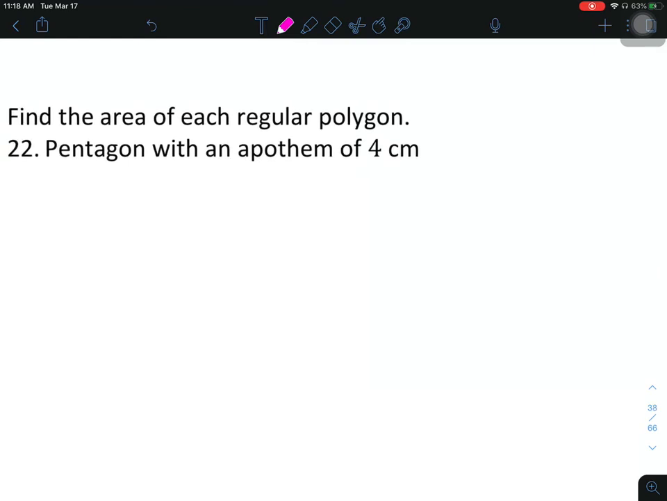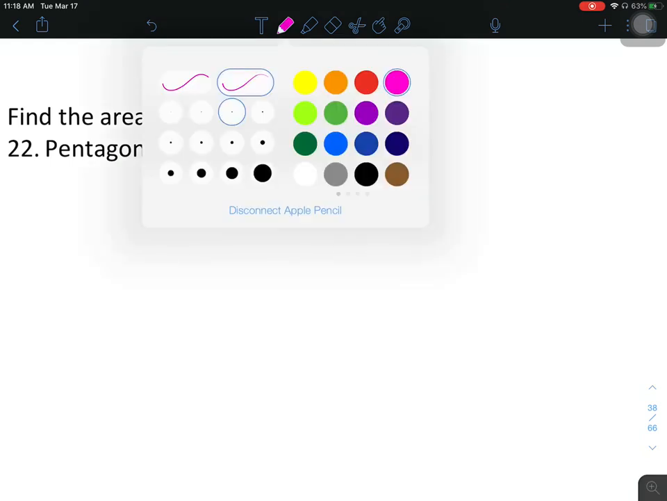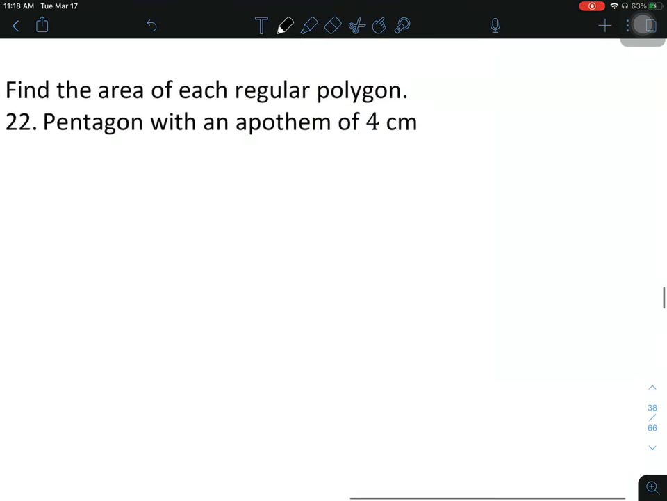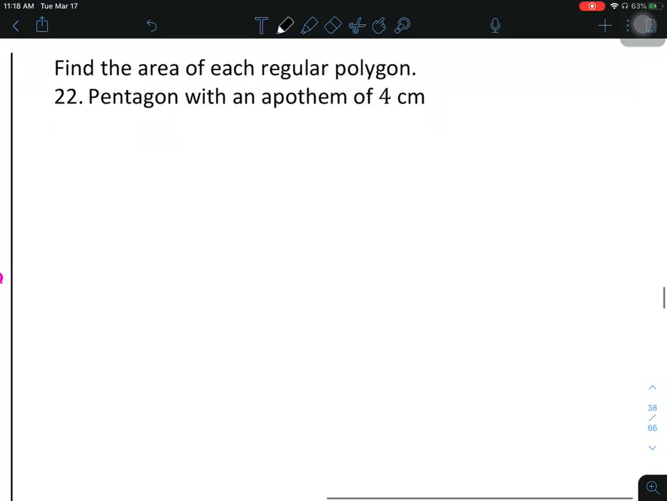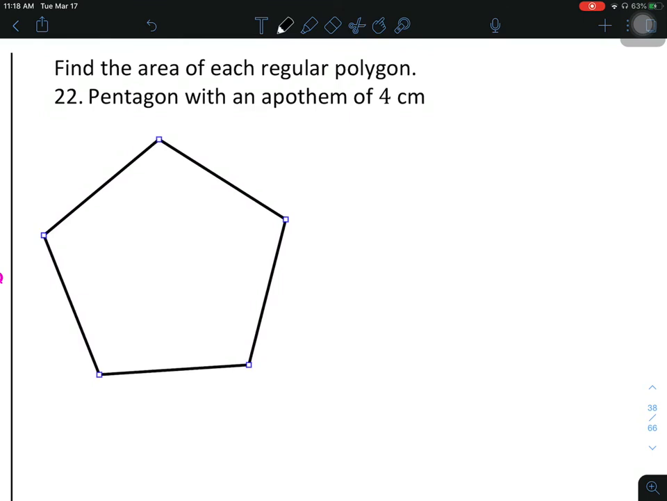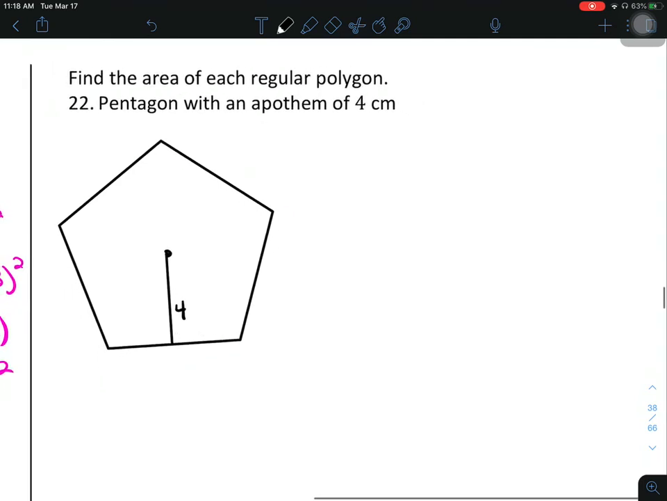22. Regular figures. These are the ones that are potentially the most work. Find the area of each regular polygon. Pentagon with an apothem of 4 centimeters. So it tells us it's regular, so I'm going to draw a regular pentagon. We know the apothem is 4. We need to figure out what the perimeter is. To do that, we need to find the length of the side. To do that, we need to find a central angle.